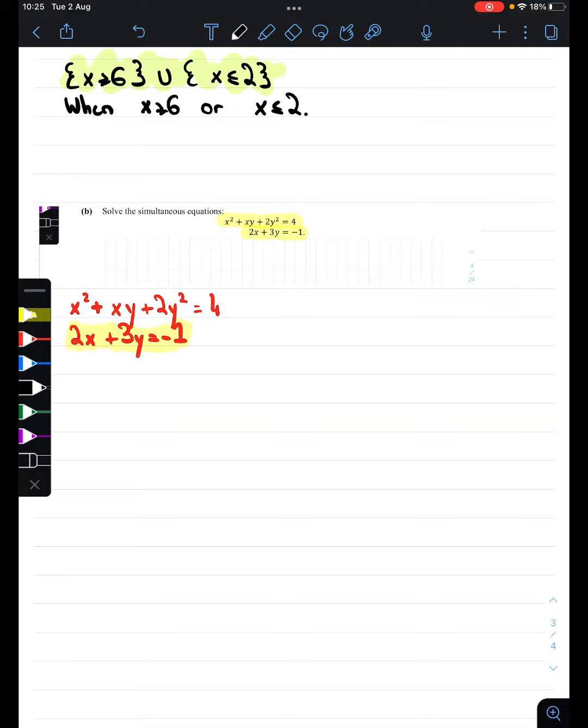So if we just bring the 3y over, we get 2x equals minus 3y minus 1, or x equals minus 3y minus 1, all over 2.